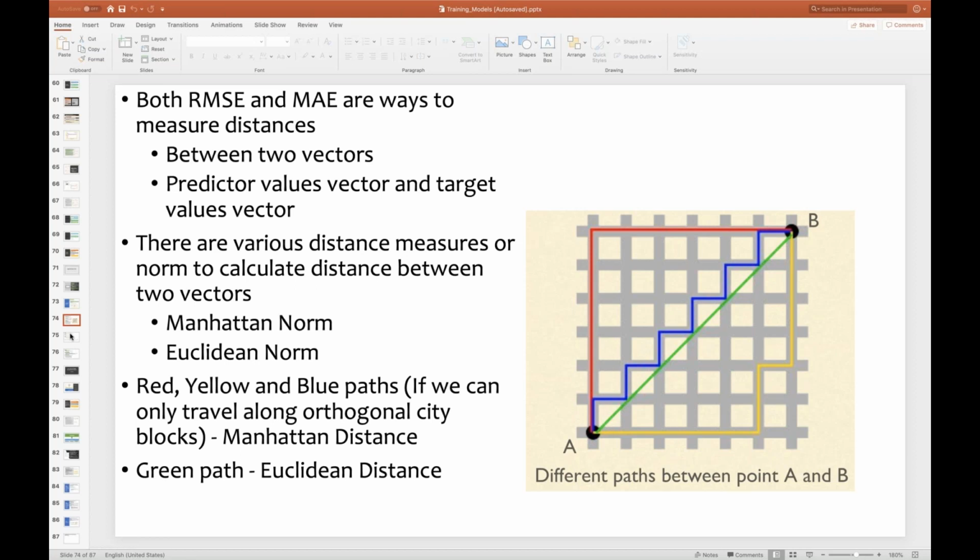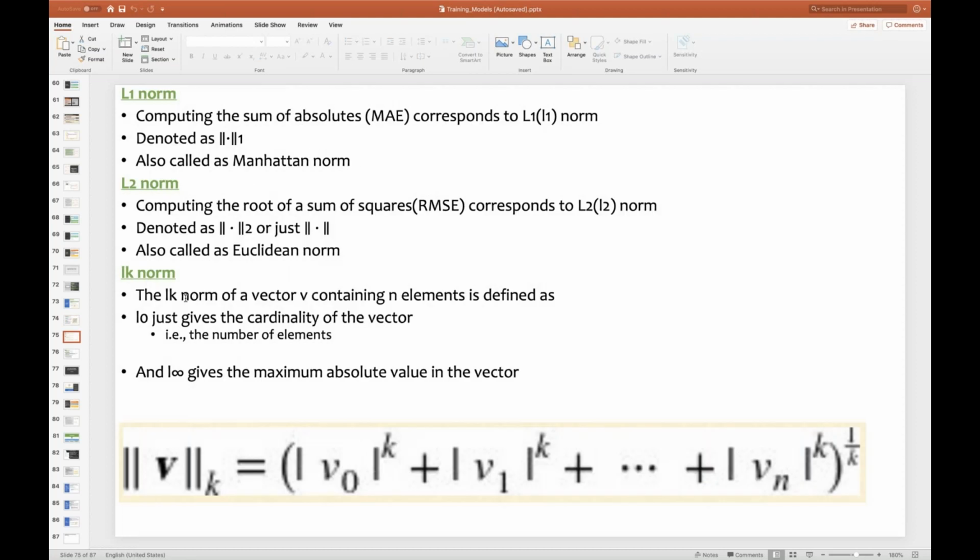Now let's go to the 75th slide. Now, the L1 norm. Look at the diagram, guys. Do not get confused with the diagram. If you see the diagram, your V0 and V1 have a pipe on the left side and a pipe on the right side. Now, the L1 norm is used for the sum of absolute errors, corresponding to mean absolute error, denoted as double pipe, dot, 1. This is also called the Manhattan form.